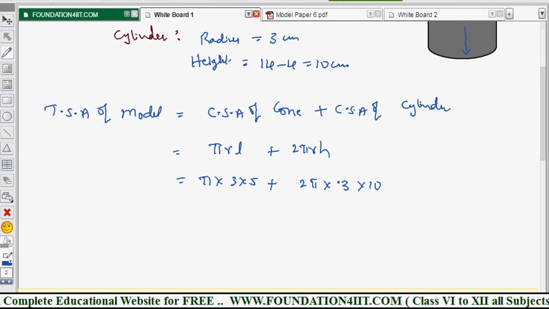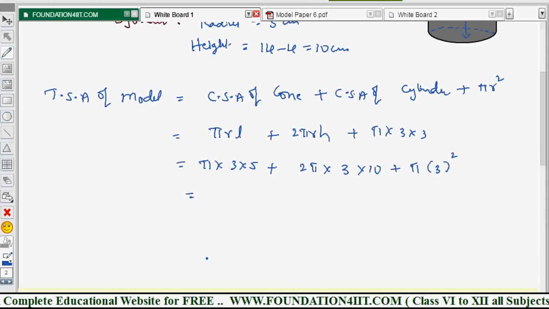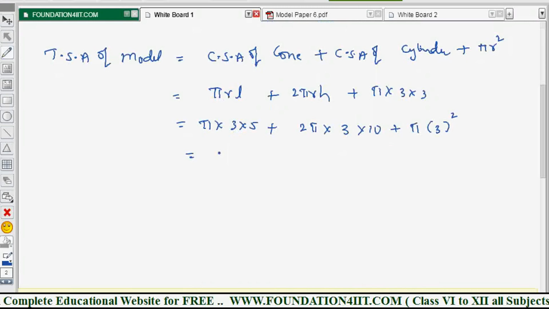Plus area of the circular base also you need to take, because the base is one end. The one end is covered, another is not covered. Plus area of the circular base, that is pi r square, 3 square. So pi into 3 into 3. Because you need to find the total surface area. By adding all this, we'll get 84 pi, because pi is common, centimeters squared. And volume of the model next.